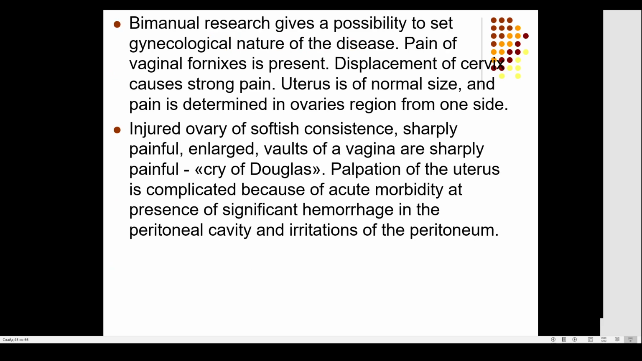Bimanual examination gives a possibility to establish the gynecological nature of the disease. Pain of the vaginal fornixes is present. Displacement of the cervix causes strong pain. The uterus is of normal size and pain is determined in the ovarian region on one side. The injured ovary is of softish consistency, sharply painful, enlarged. The vaginal fornices are sharply painful. Another name is the Douglas cry. It's painful during palpation of the posterior fornix of the vagina.